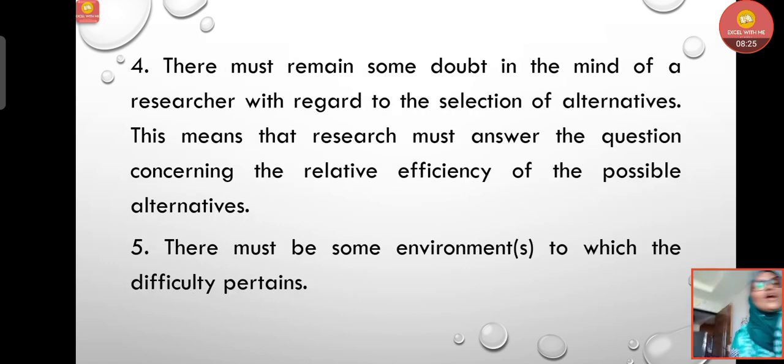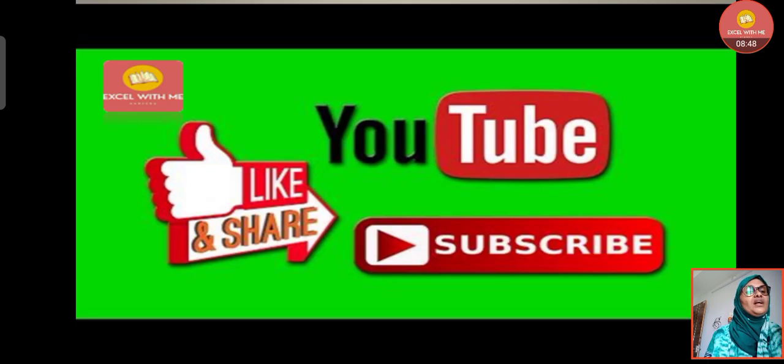Then the fourth one is, there must remain some doubt in the mind of the researcher with regard to the selection of alternatives. This means that research must answer the question concerning the relative efficiency of the possible alternatives. The fifth one, there must be some environment to which the difficulty pertains. So this is all about the sources of any research problem.